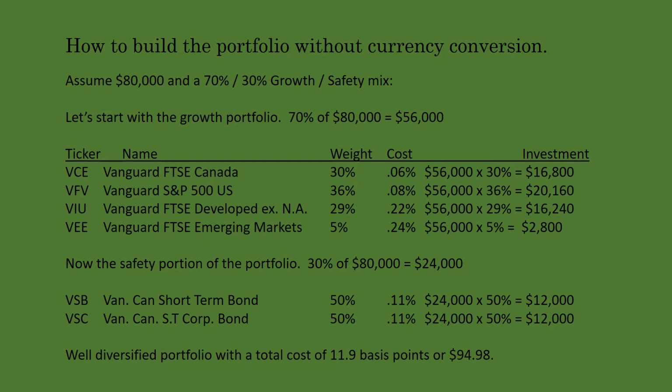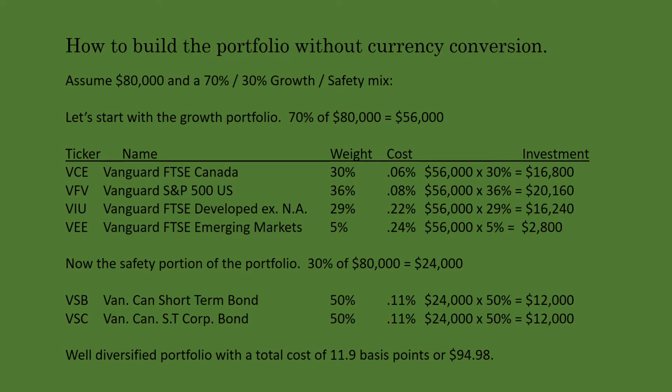So $56,000 times 30% equals $16,800 into the VCE. $56,000 times 36% equals $20,160 into the VFV. $16,240 into the VIU. $2,800 into the VEE. Now the safety portion of the portfolio. 50% times $24,000 equals $12,000 into VSB, and $24,000 times 50% again equals $12,000 into VSC. There is your total portfolio.